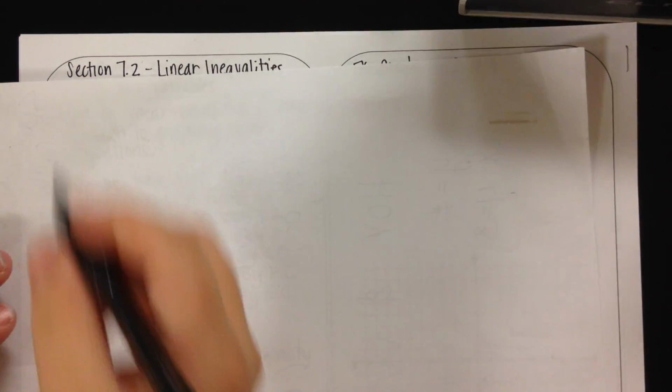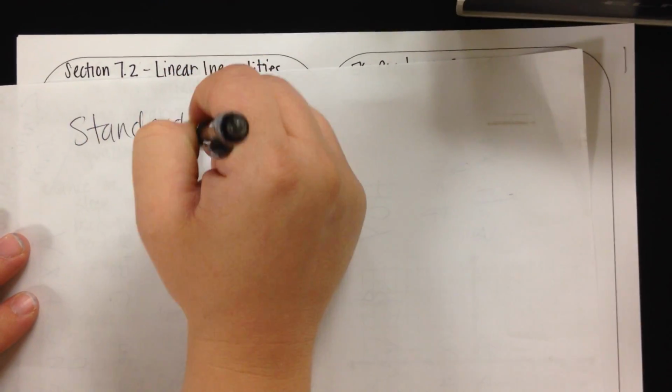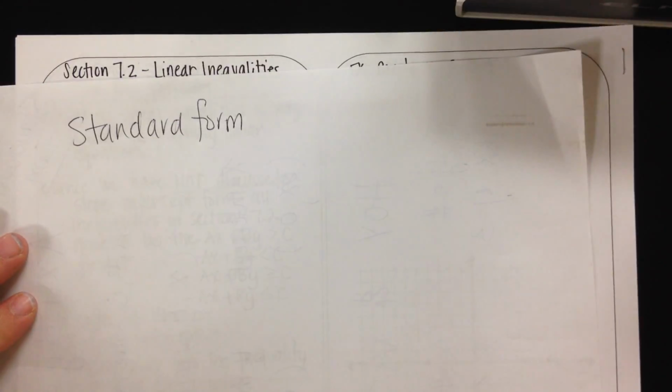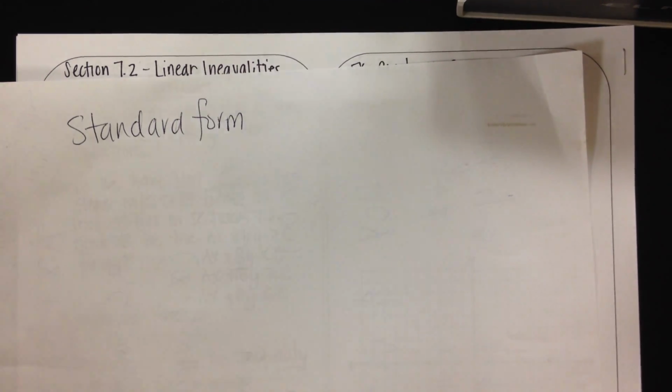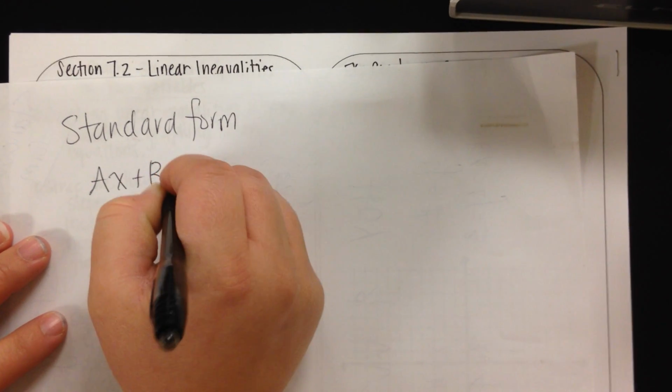One of the questions that's going to be asked on a quiz or a test is, what is standard form? When we talk about standard form of an equation, what does that mean? This is from 7.1. What is standard form of an equation? AX plus BY equals C.